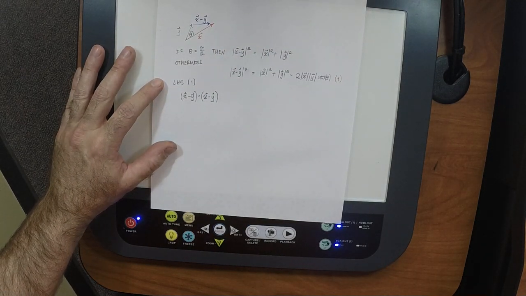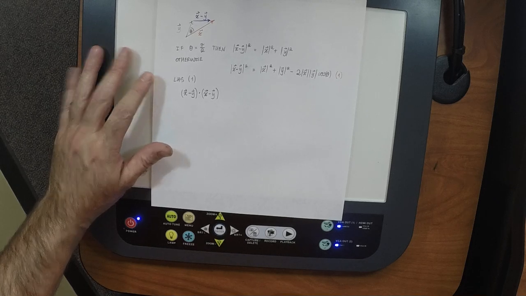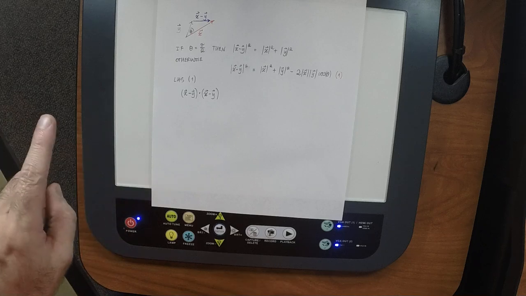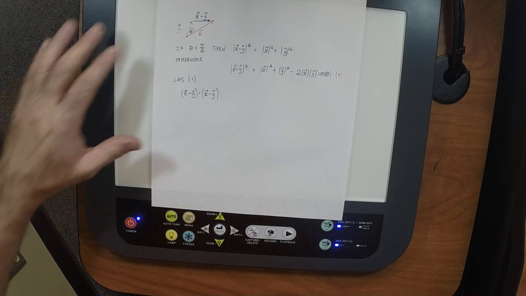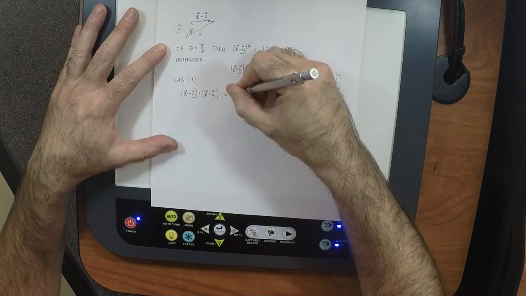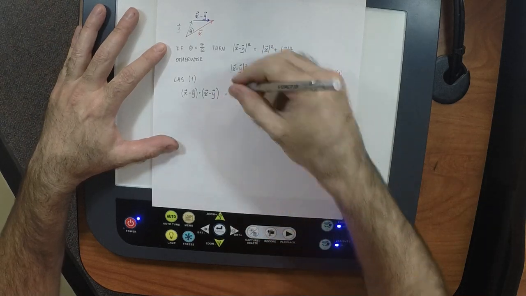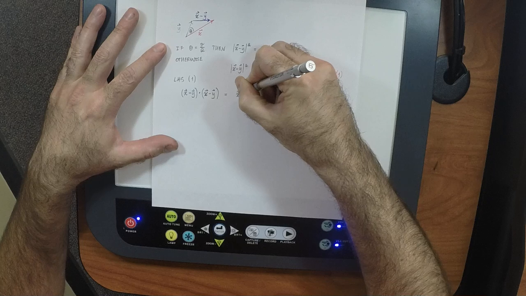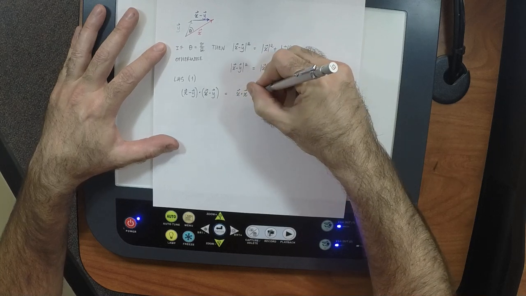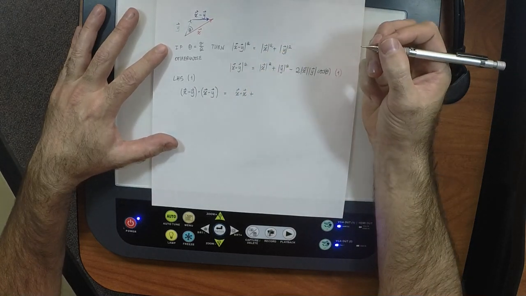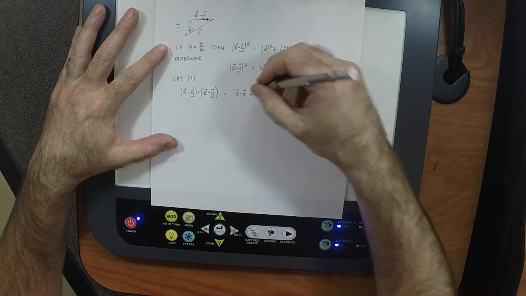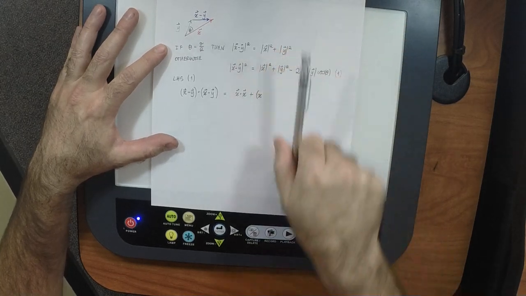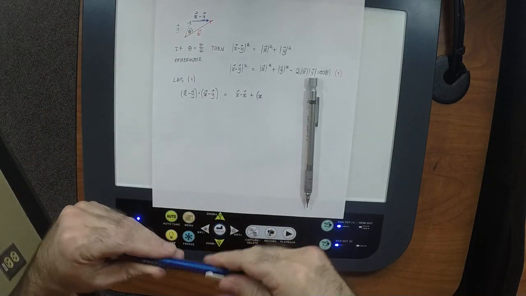Let's carry that out. This is literally just like FOIL. So the F term is x dot x, right? And then the O term is what? Minus x dot y. So plus negative x dot y.